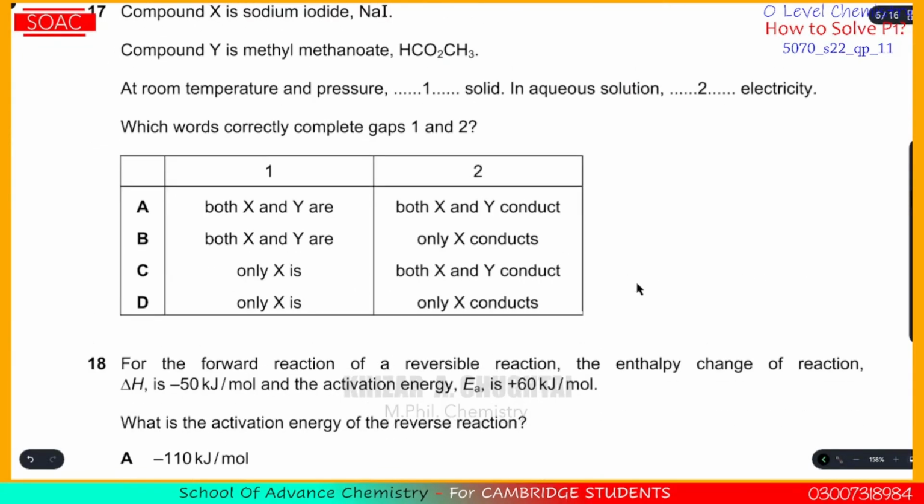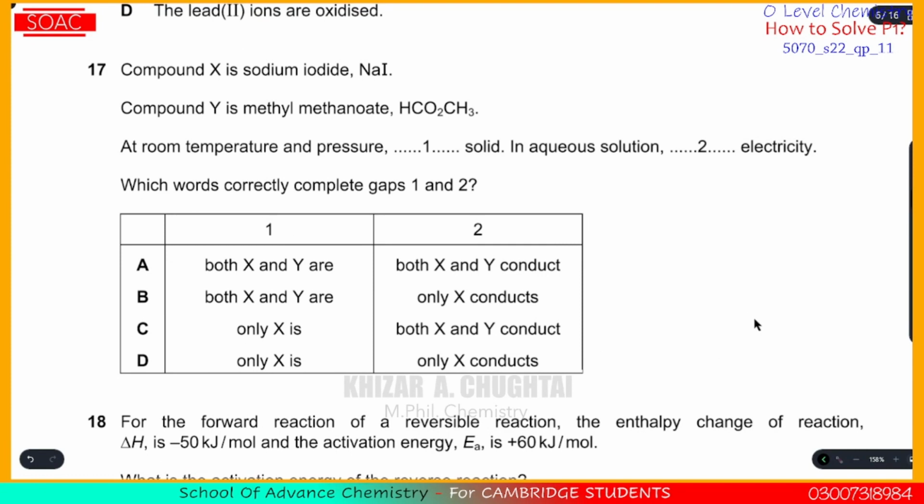Question number 17. The compound X is sodium iodide, NaI. Compound Y is methyl methanoate, this one. At room temperature and pressure, which is solid, and in aqueous solution, which conducts electricity? First of all, you can see that sodium iodide is an ionic compound. All ionic compounds are water soluble.